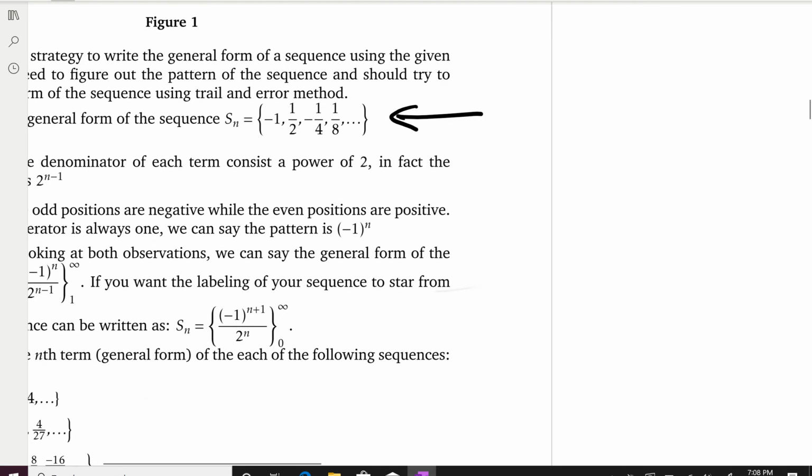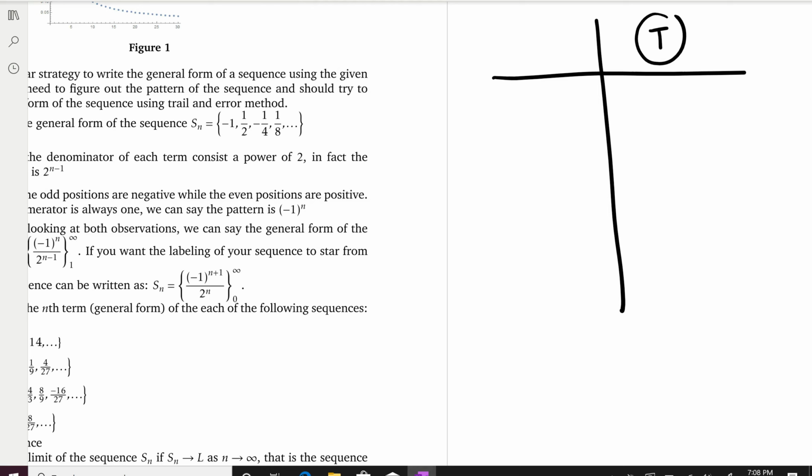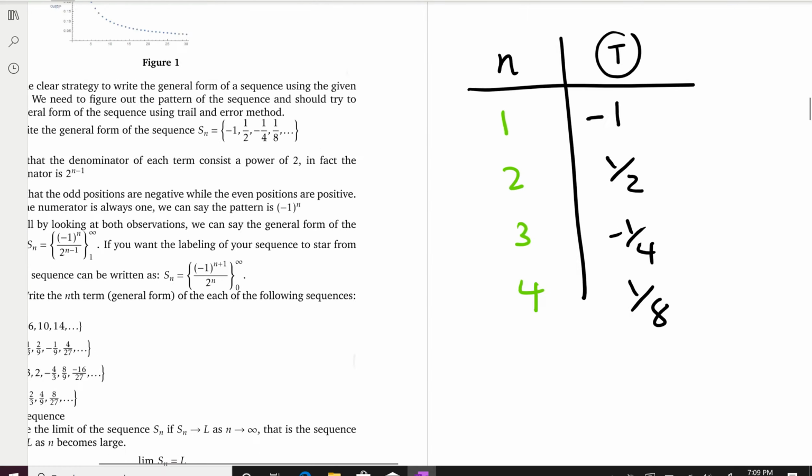Okay, now my first advice is to make a table. All right, make a table with two columns. In your second column, put all the terms of the sequence that are given to you. So here it's -1, 1/2, -1/4, and 1/8. And in the first column have simple n. Now simple n means the position of the sequence, right? So this is the first position, this is the second position, this is the third position, this is the fourth position. Likewise, have the relevant position.